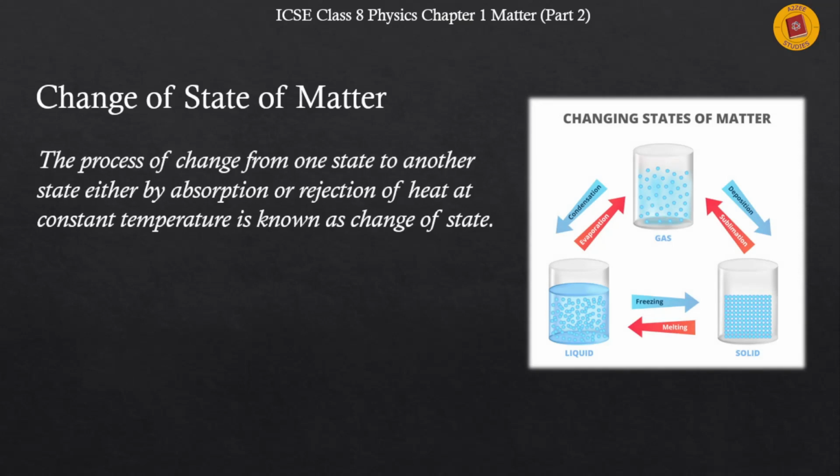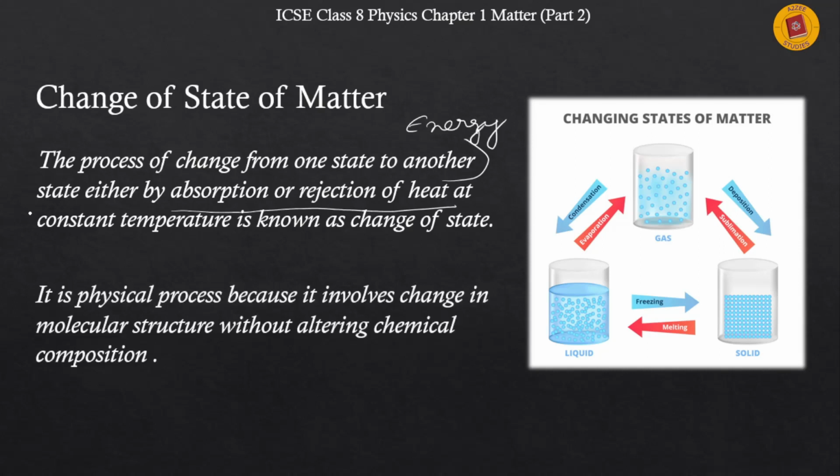The definition: the process of change from one state to another state, either by absorption or rejection of heat at constant temperature, is known as change of state. Now this absorption or rejection of heat may also be termed as energy. It is a physical process. This has to be noted. This is important. This is a physical process because it involves change in molecular structure without altering chemical composition.